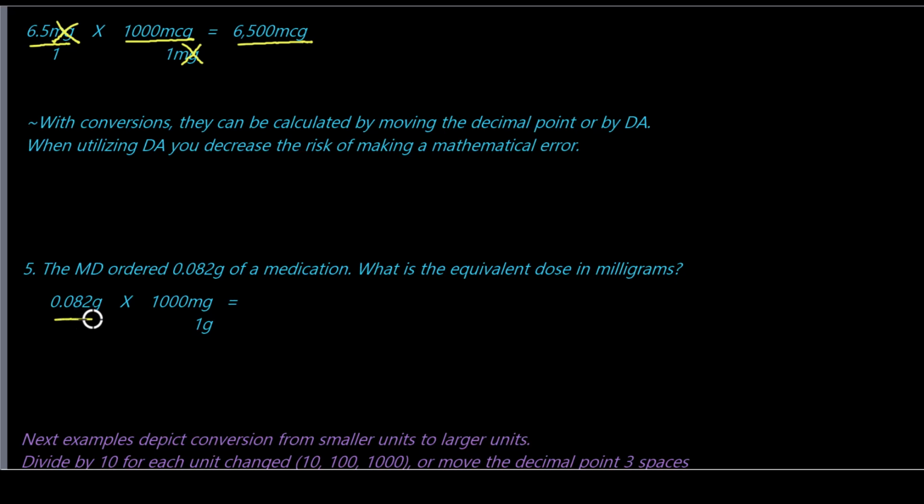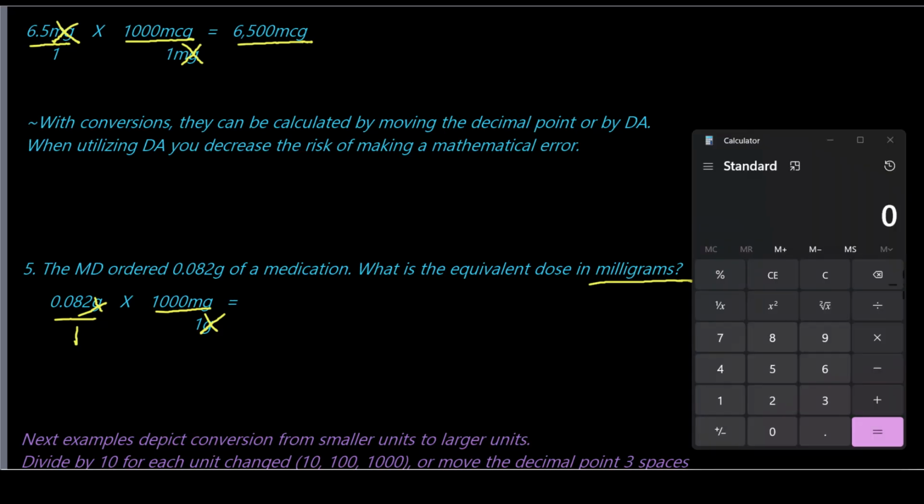Problem number 5. The MD ordered 0.082 grams of a medication. What is the equivalent dose in milligrams? We have our problem set up of what the MD ordered over the placeholder 1. We're going to multiply that by 1,000 milligrams over 1 gram. Our grams cancel out diagonally and we are left in milligrams, exactly where we want to be. So we then multiply across 0.082 times 1,000 milligrams, and our answer is 82 milligrams.